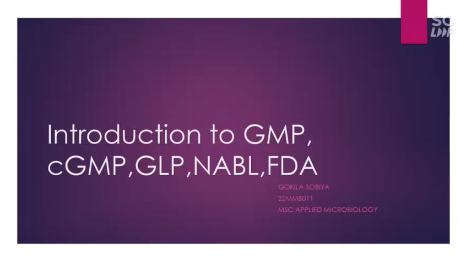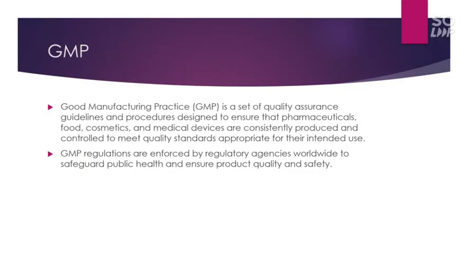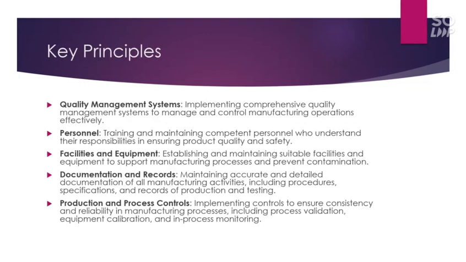The topic I'm going to brief about is the introduction to GMP, cGMP, GLP, NABL and FDA. Good manufacturing practice is a set of quality assurance guidelines and procedures designed to ensure that pharmaceuticals, food, cosmetics, and medical devices are consistently produced and controlled to meet quality standards appropriate for their intended use. GMP regulations are enforced by regulatory agencies worldwide to safeguard public health and ensure product quality and safety. Here is a brief introduction to GMP.